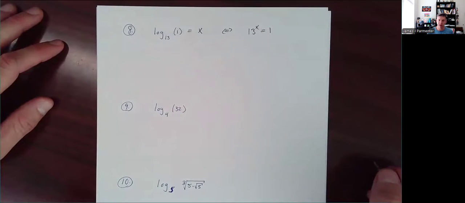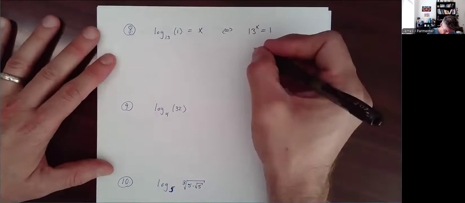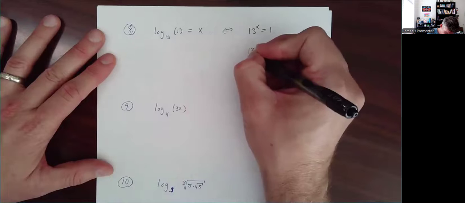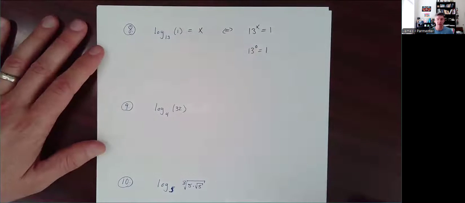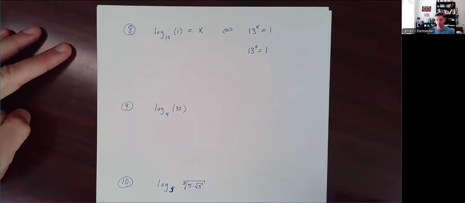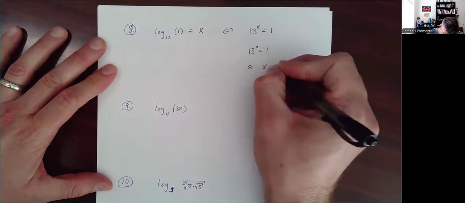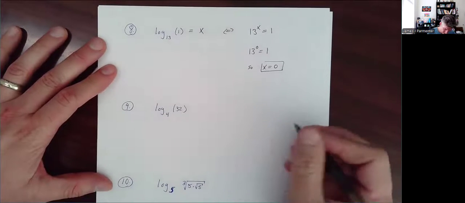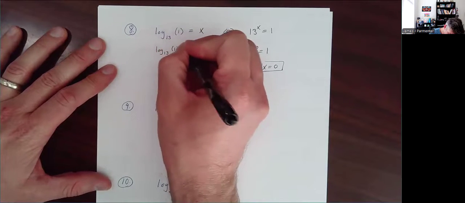When you raise something to a power and you get 1, the power had to have been 0. So this is only true when x is equal to 0, because 13 to the 0, just like 5 to the 0, just like 7 to the 0, just like any non-zero number raised to the 0th power is equal to 1. So this means here that x has to equal 0. So I would say that log base 13 of 1 is equal to 0.